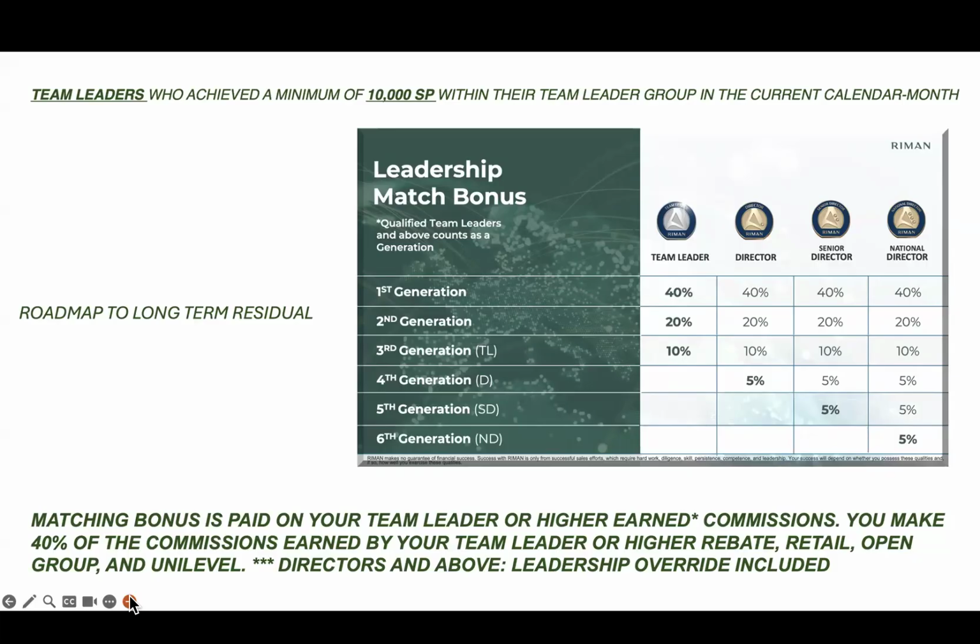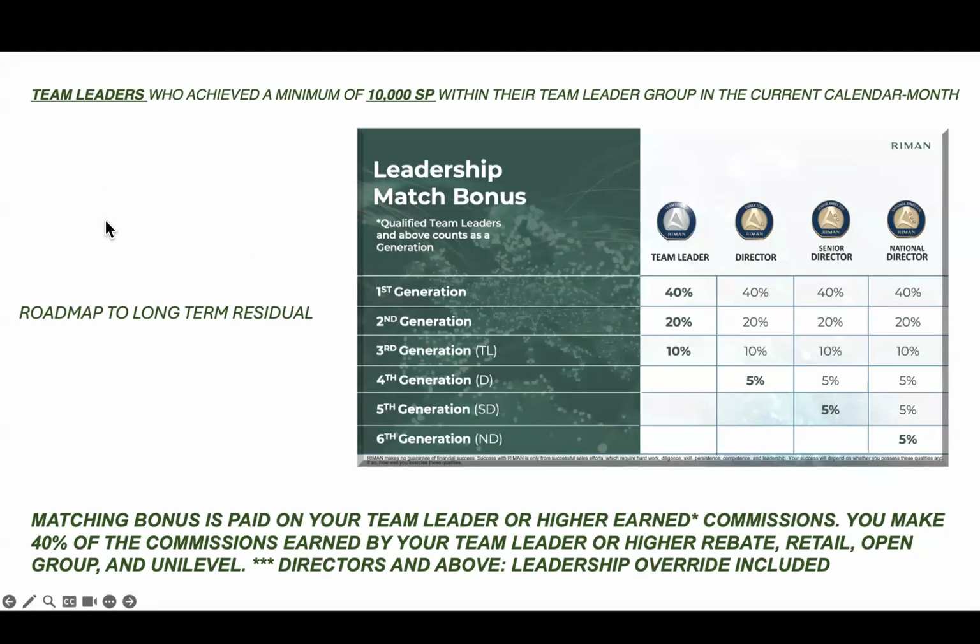So this starts from team leaders who achieved a minimum of 10,000 SP within their team leader group in their current calendar month. So 10,000 SP is a monthly qualifier to maintain your team leader rank. But when you qualify this, it's going to unlock the leadership matching bonuses, right? So what this pretty much concept means is, I don't make money till you make money. I don't get promoted till you get promoted, right?